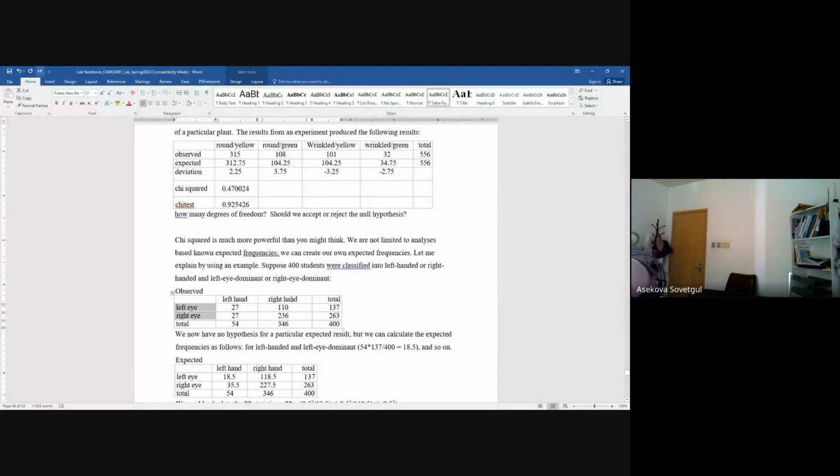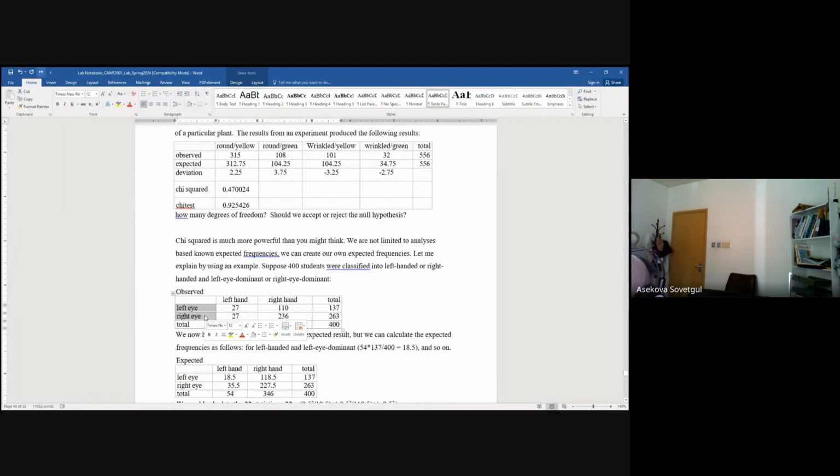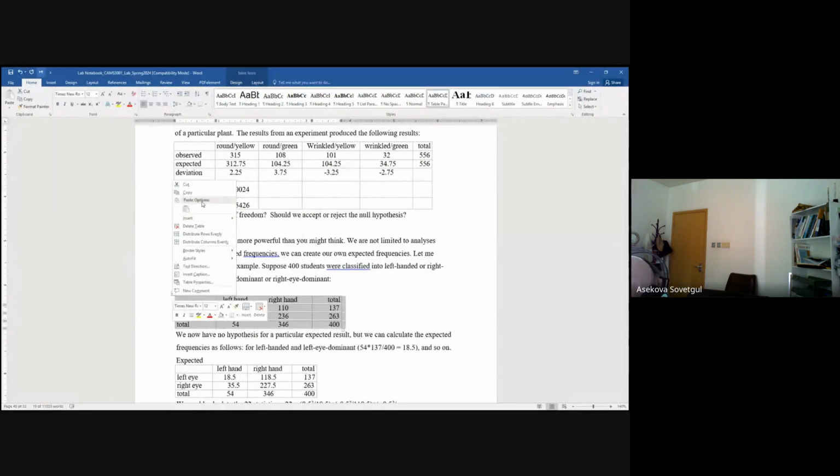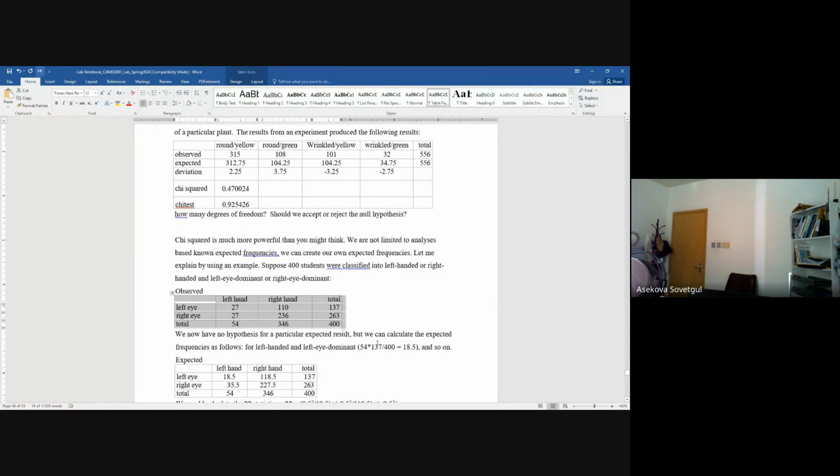So this kind of design is 2 by 2. It can be 4 by 4, depending on how many groups we have. In this case, only 2 categorical groups for the column, 2 categorical groups for the row. Because we are seeking for association, we call this test a test of independence. So let's copy this data to our Excel file, okay? And we will now do the test of independence for the chi-square.